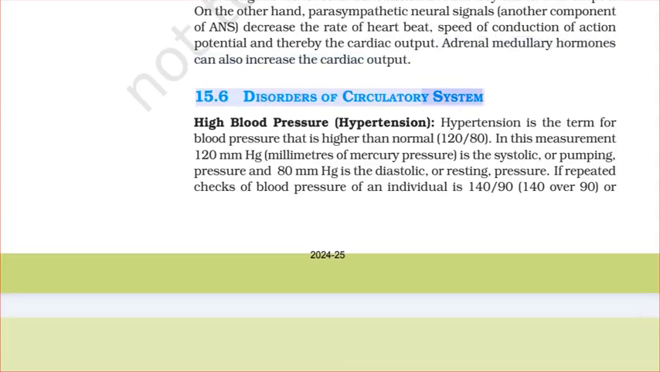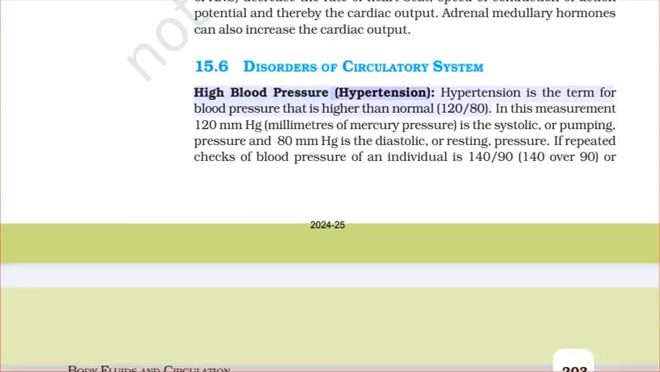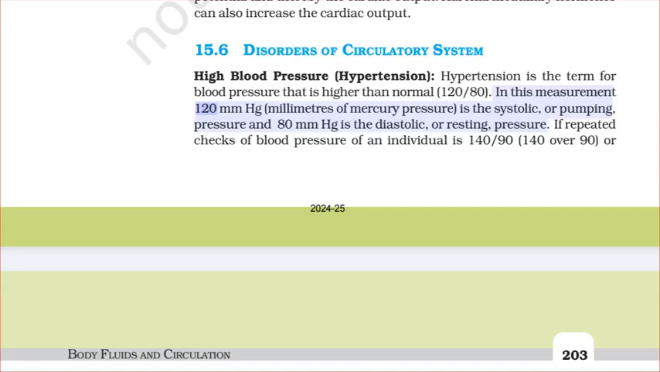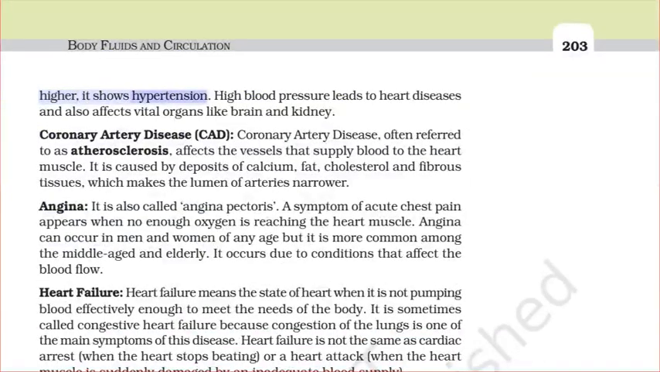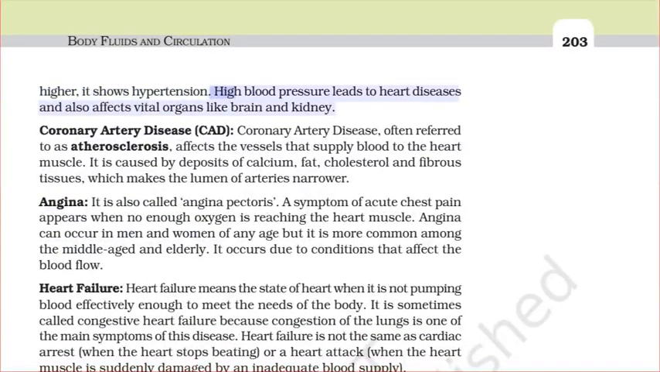Disorders of circulatory system: high blood pressure, hypertension. Hypertension is the term for blood pressure that is higher than normal, 120/80. In this measurement, 120 mmHg, millimeters of mercury pressure, is the systolic, or pumping, pressure, and 80 mmHg is the diastolic, or resting, pressure. If repeated checks of blood pressure of an individual is 140/90 or higher, it shows hypertension. High blood pressure leads to heart diseases and also affects vital organs like brain and kidney.